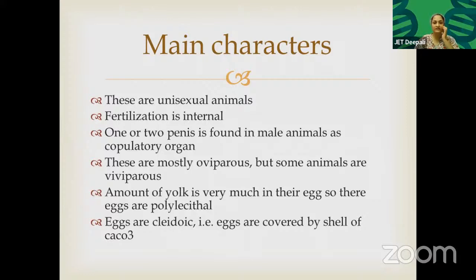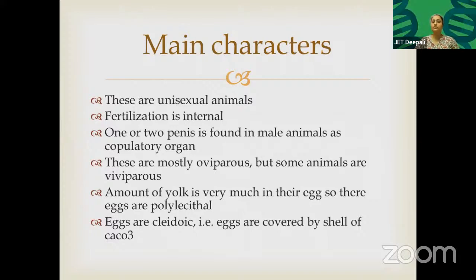These are unisexual animals, means both sexes are present in different organisms. Male is different, female is different. Fertilization is internal, means they are either giving birth to babies or laying eggs, but those eggs they take care of inside the body like oviparous. One or two penises are found in male animals as copulatory organs. Means they may have one penis or more than one penis.